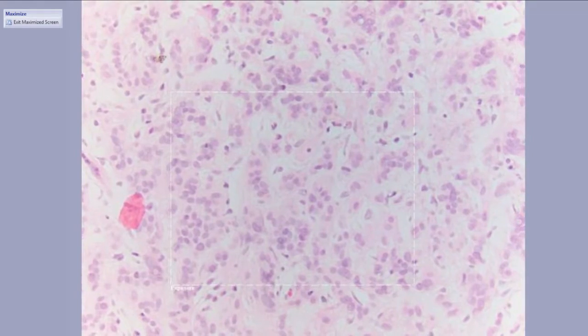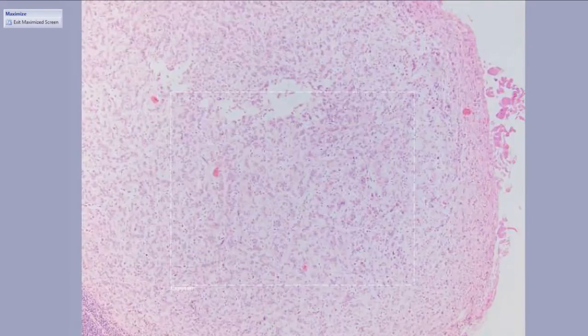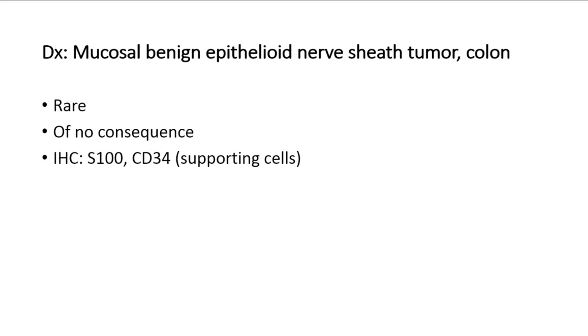This is also S100 positive, so if you wanted to call this a baby epithelioid schwannoma or something like that, it's probably okay, but this presented as a polyp, and the term for this that I always have to double check is mucosal benign epithelioid nerve sheath tumor. Also rare, also of no real consequence, no syndromic implications, not going to metastasize or anything. Positive for S100. If you did a CD34, there are supporting cells embedded throughout the background of it that might stain positive, so don't mistake the lesion as having true CD34 positivity.